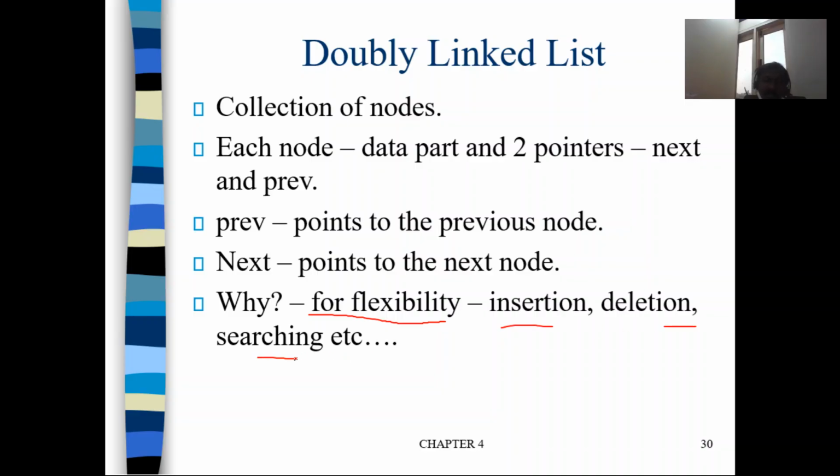Searching an element in the list. All these operations can be done quite comfortably or easily if you have 2 pointers, because now you can travel in 2 directions, not only in 1 direction. It is not that you can move only from node 1 to node 2 and node 2 to node 3. You can also move in the reverse direction, node 3 to node 2, node 2 to node 1. Like that also you can move, right?